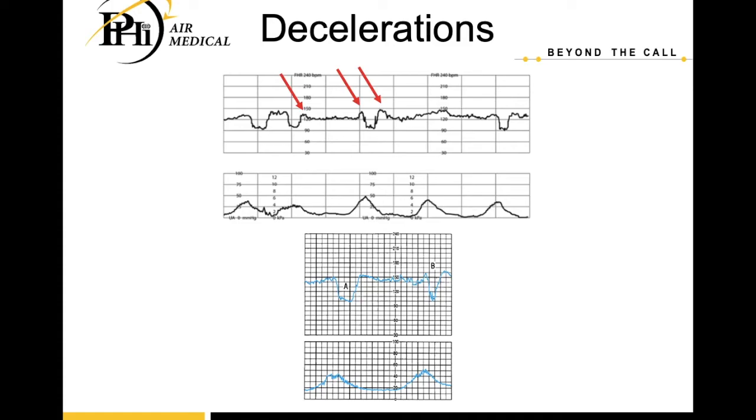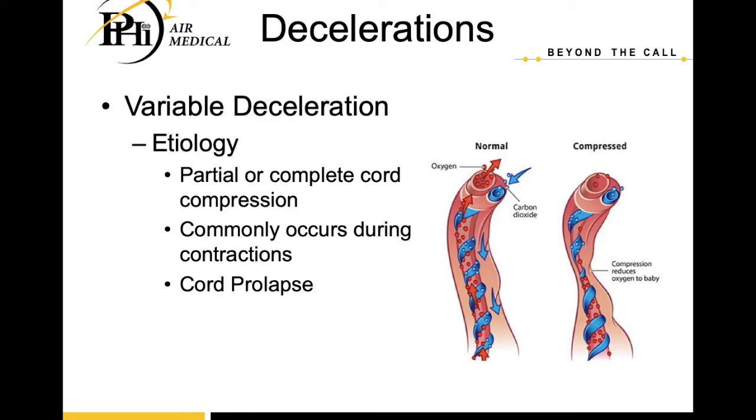We remember from talking about accelerations that we can see accelerations with a partial cord compression, which makes sense because the most common etiology for a variable decel is complete cord compression, or at least partial cord compression. That's why they commonly occur during contractions. You'll get that cord pinched up against the baby's shoulder or head, and it partially or completely obstructs that cord. We'll talk about the physiology of how it occurs in a sec when we talk about prolonged decelerations.